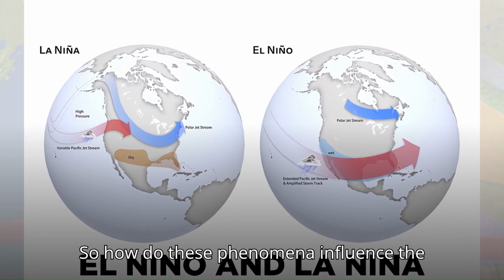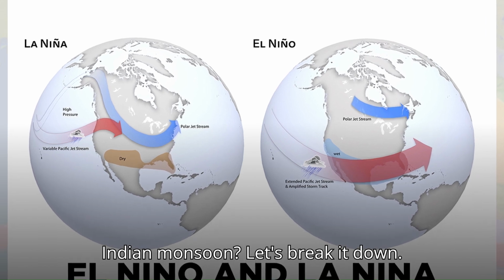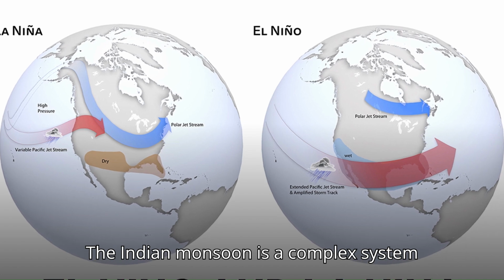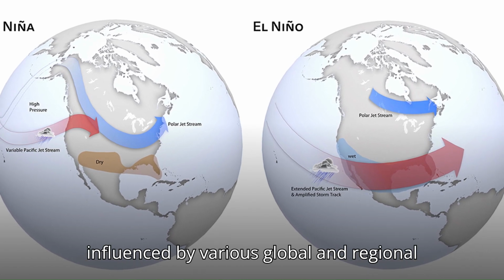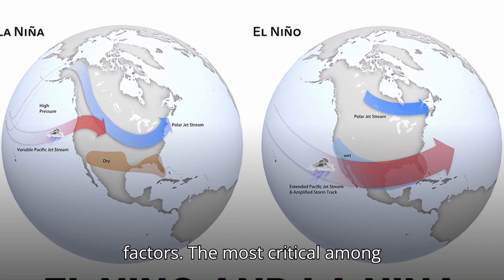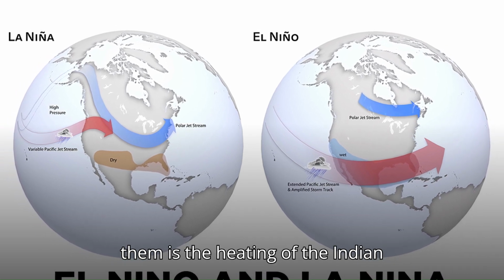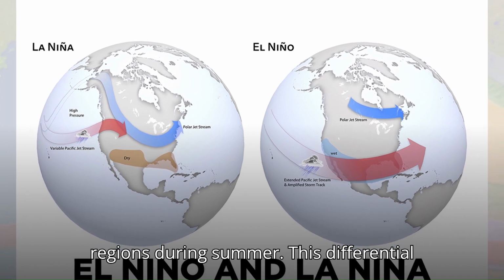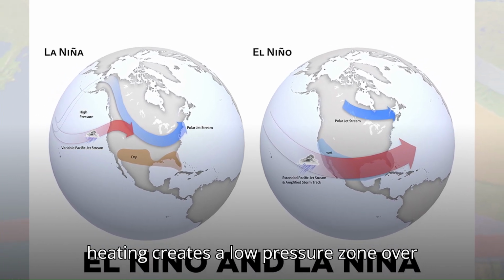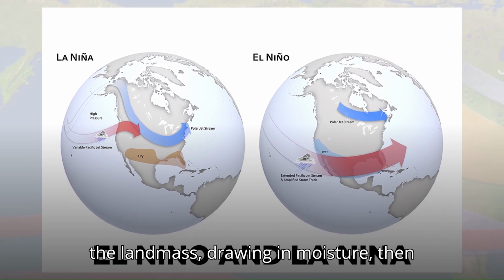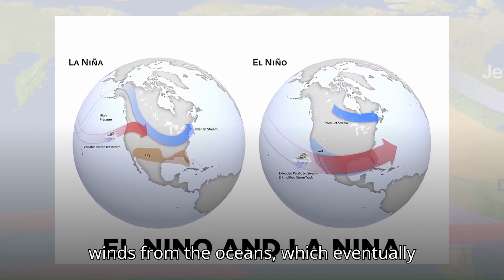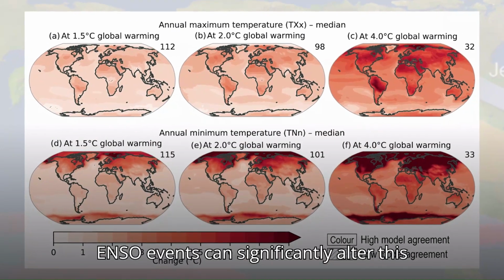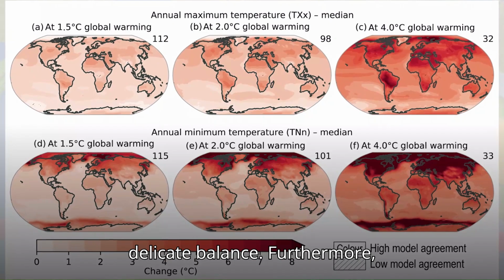So, how do these phenomena influence the Indian monsoon? Let's break it down. The Indian monsoon is a complex system influenced by various global and regional factors. The most critical among them is the heating of the Indian subcontinent and the adjoining oceanic regions during summer. This differential heating creates a low-pressure zone over the landmass, drawing in moisture-laden winds from the oceans, which eventually lead to rainfall. However, ENSO events can significantly alter this delicate balance.